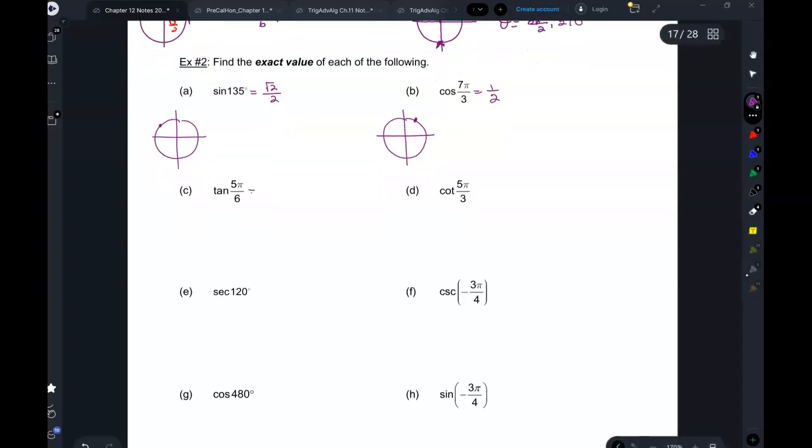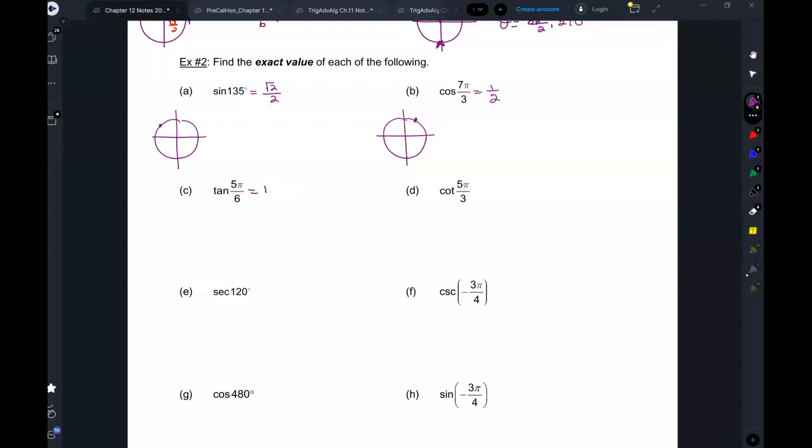So tangent of 5 pi over 6. So first of all, let's do this for a minute. What is the reference angle for this, in radians, for 5 pi over 6? Reference angle is pi over 6. So this is going to be the same as tangent of pi over 6. Hang on. Let me do it easier for you.